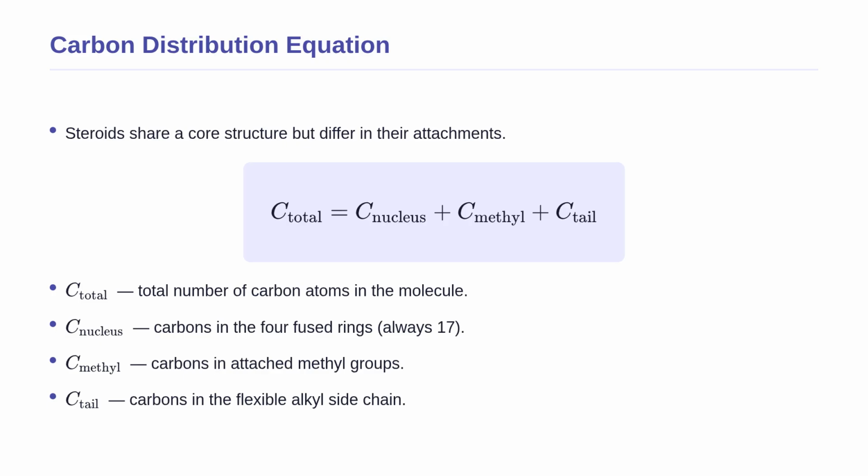C total is the total carbon count. C nucleus represents the carbons locked inside the rigid steroid core, which is universally 17. C methyl accounts for any small methyl groups attached to the rings. Finally, C tail represents the carbons in the flexible alkyl side chain. If a steroid has a longer tail, C tail increases, which directly increases C total.